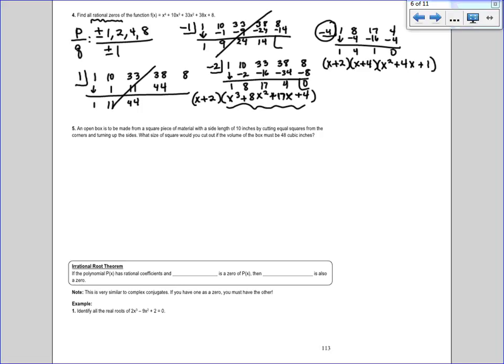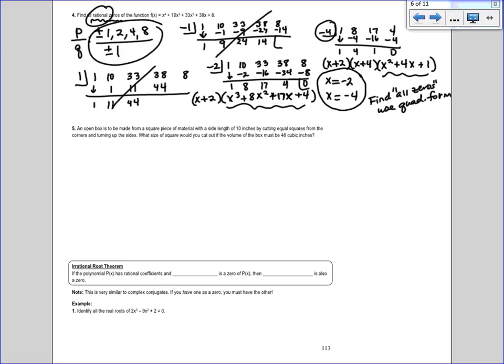So if I told you to find all zeros, then you need to go further and you need to use the quadratic formula. But since I said find all rational zeros, my rational zeros are just x equals -2 and x equals -4. That's it. So my rational zeros would have been from my original possibilities, so from these numbers. Okay, so I know I'm done. So those are my 2 rational answers.